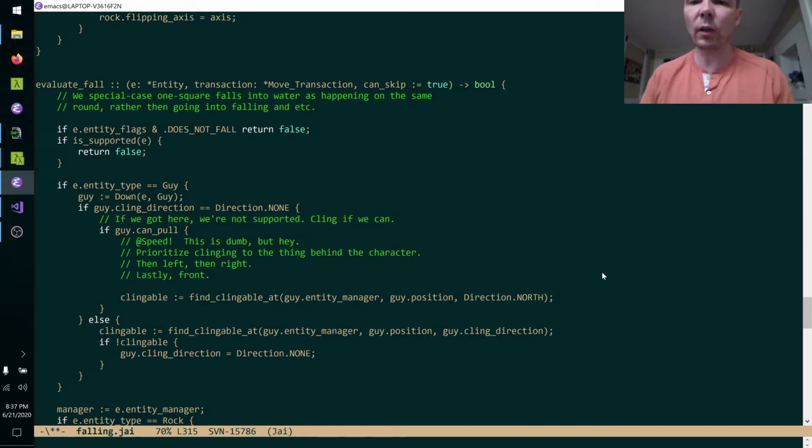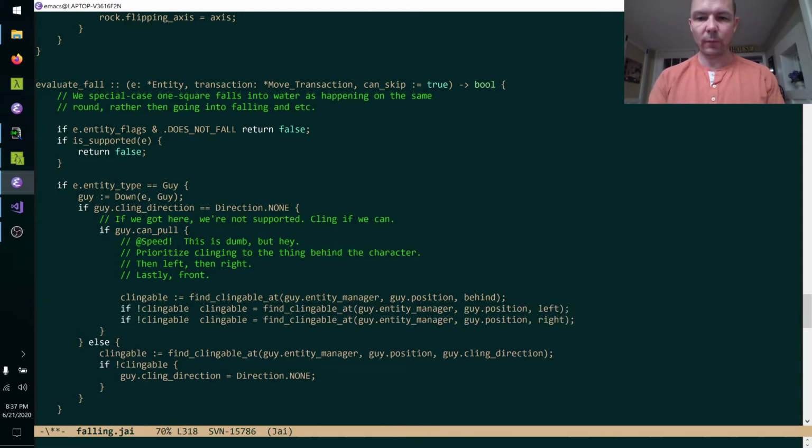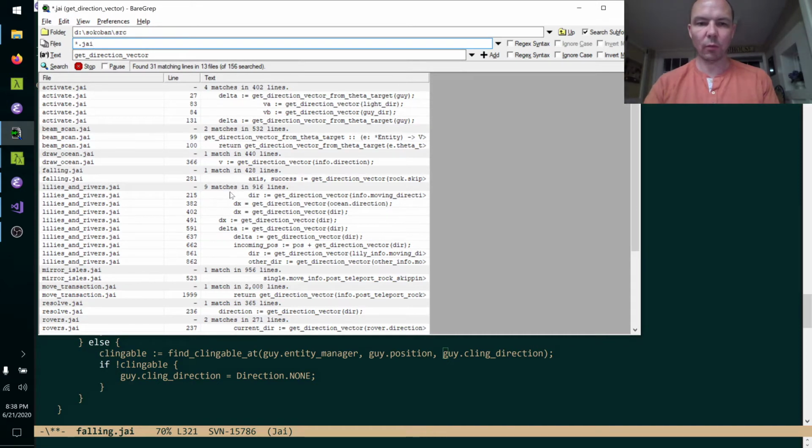Okay, so I have these direction enums, and I have some really old stuff that I don't quite remember how it works. You know what? Let's make this a vector argument, because doing this in vector math is probably nicer than trying to deal with the enum weirdness. Okay, so get direction vector.